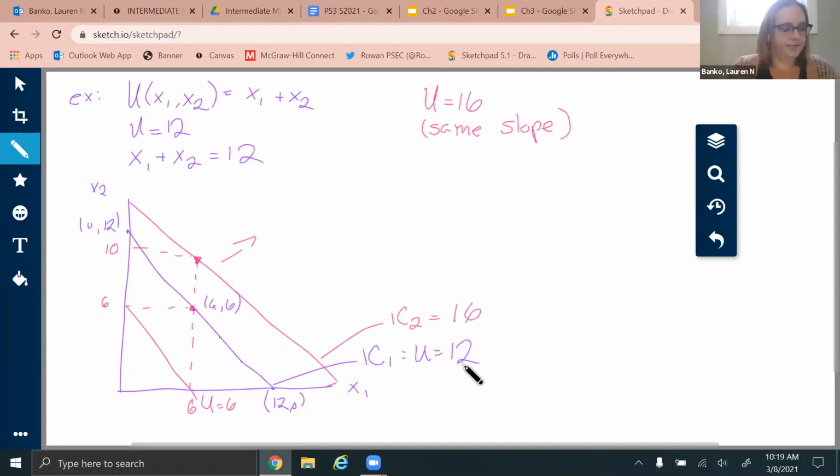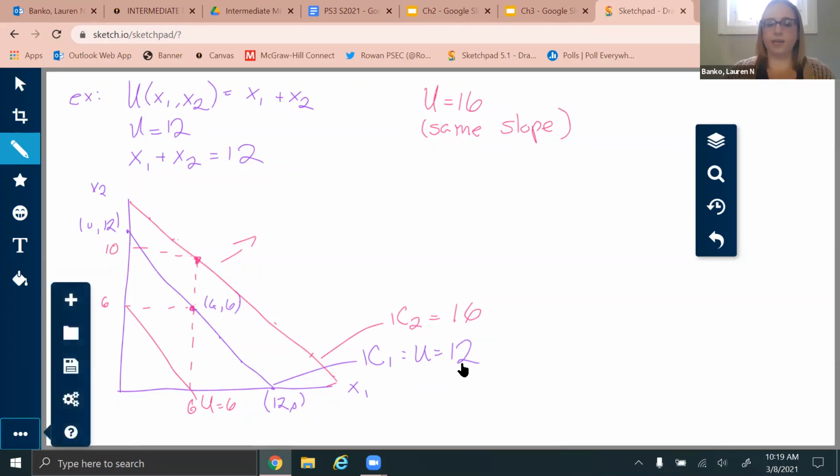So I want to emphasize that every bundle on an indifference curve yields the same amount of utility. Kind of like a definition too. So note that with the indifference curve, all points yield the same level of utility, every point, and we're indifferent to them. If anybody needs more time on this, let me know, or else I'm going to make a new slide.